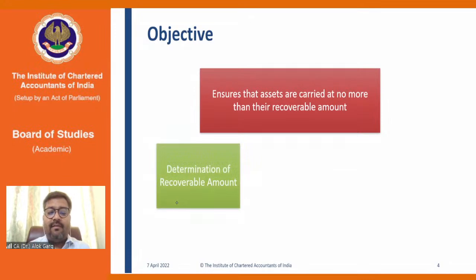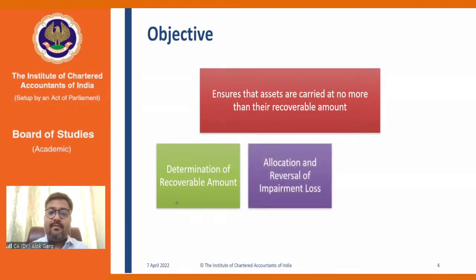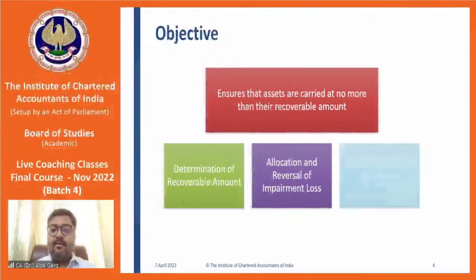Determination of recoverable amount. This standard also provides guidance on how to determine the recoverable amount. So what is my recoverable amount? This standard gives guidance on what the recoverable amount is and how to calculate it. Allocation and reversal of impairment loss. This standard talks about how to allocate impairment loss. When I talk about allocation, it is not on the individual asset, it is on the group of assets, right? This standard talks about the disclosures as well.